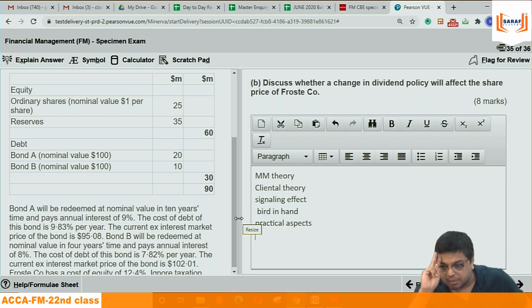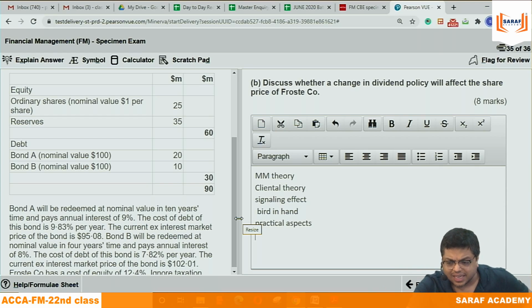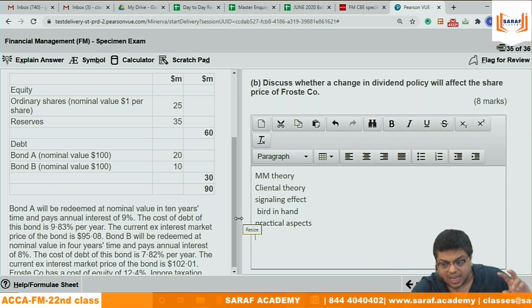But keep in mind your length and your time. Maybe you know 100 things. Suppose I can write 100 lines on this, but I cannot write that in the exam, because I need to complete my paper. I'm not going to get 80 marks on this question in place of 8 marks. So everything needs to be taken care of.